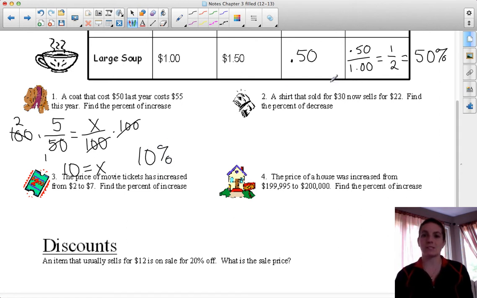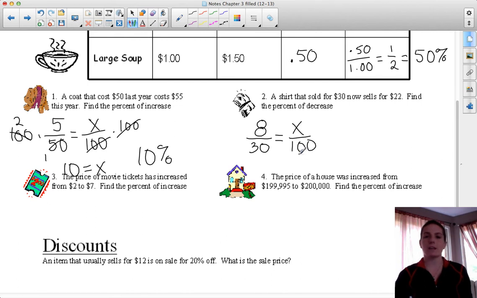Now let's do something that was a decrease, right? We had a shirt that sold for $30, now sells for $22. Find the percent of decrease. Think about this as buying something off the clearance rack, right? It was originally $30. They've decreased the price by $8 compared to the original $30. We want to know what was that percentage? What is that percentage of decrease? How much did they discount that price?